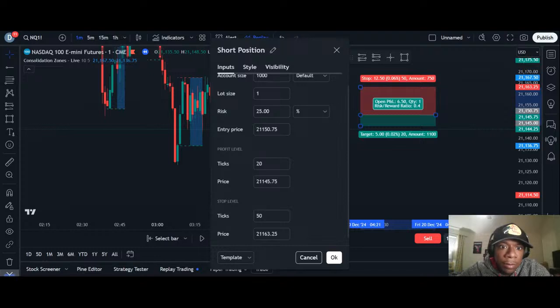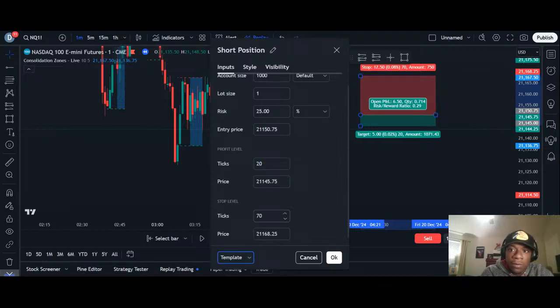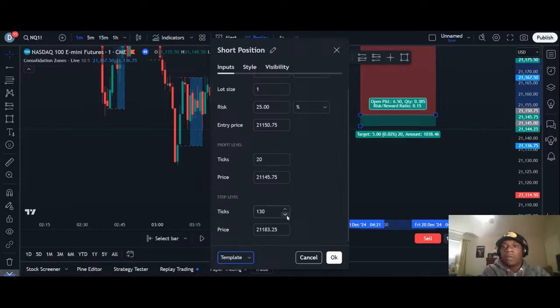So, okay, these are the parameters for TP1, and I'm going to click through the templates, but all I'm doing is just adding 20. You see, if I hit for 20 on TP1, I'm going to add that same 20 to my SL. So this one is 70. TP3 is 90. TP4 is 110. And TP5 is 130.